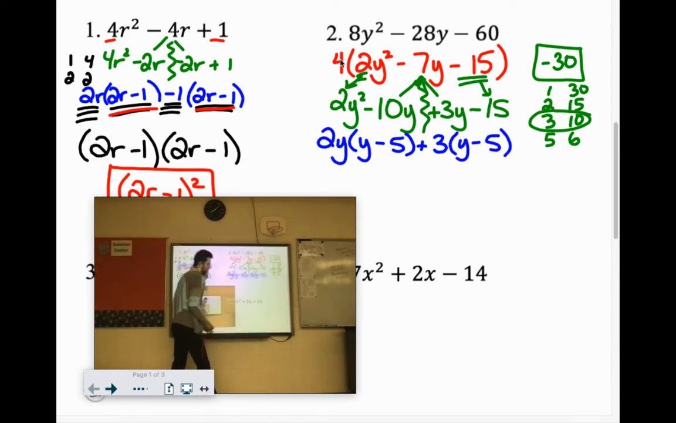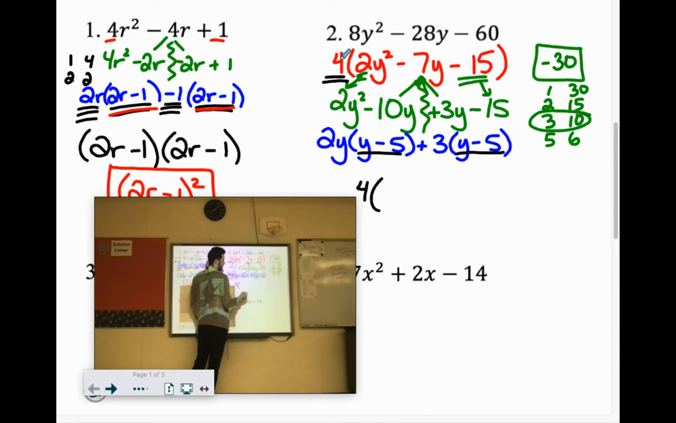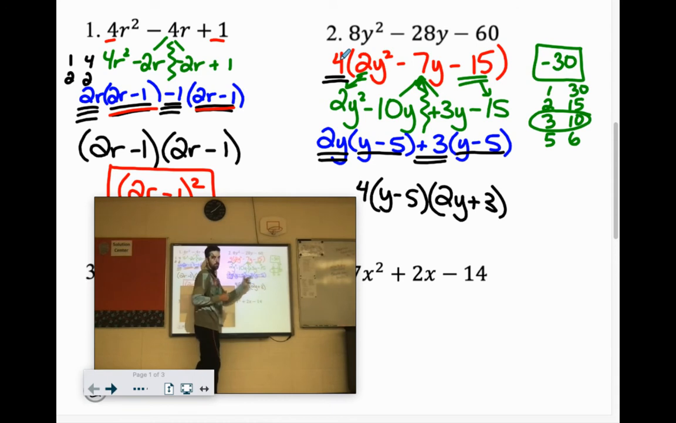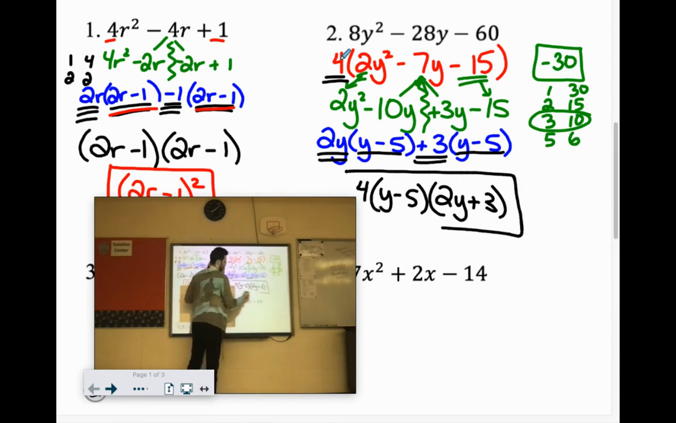So we're ready for our final answer. First thing we need is the greatest common factor we took out right at the beginning. So the 4 goes out there. One of the sets of parentheses, and it doesn't matter which one, will be what they have in common, the y minus 5. And then the other set of parentheses will be the greatest common factors, 2y plus 3. It does not matter which set of parentheses you write first. It's all good. And that's our final answer.